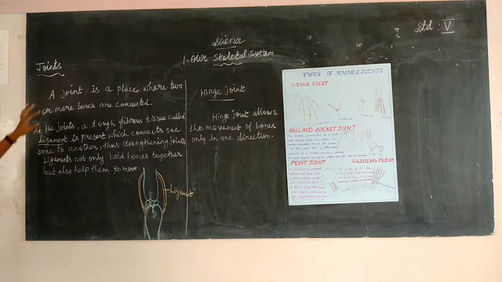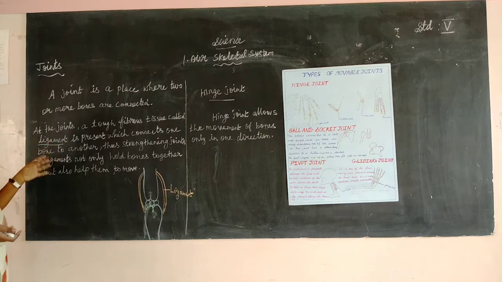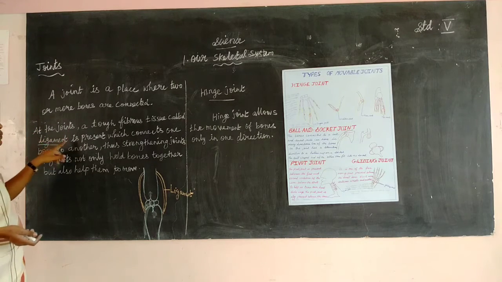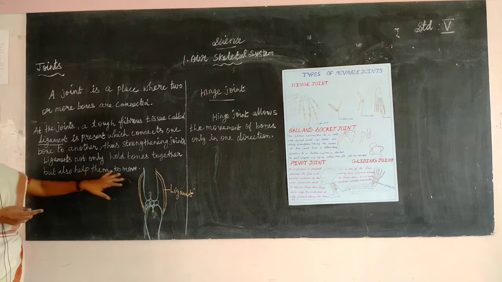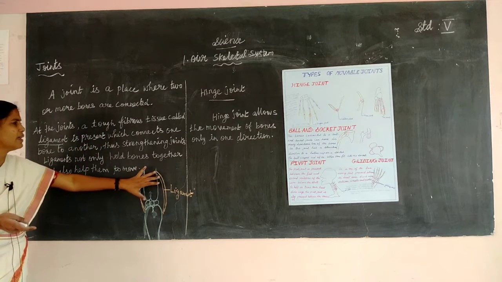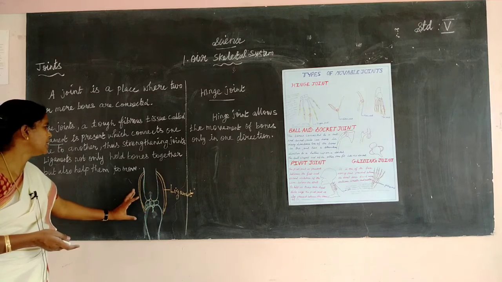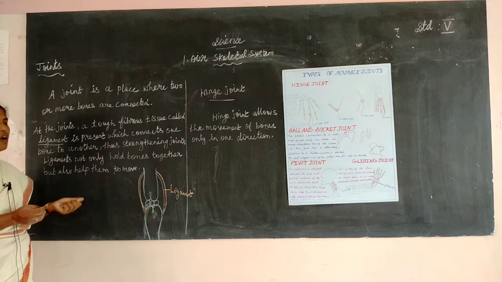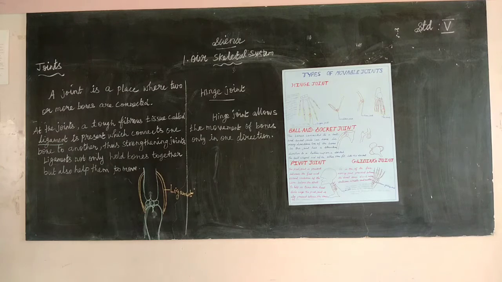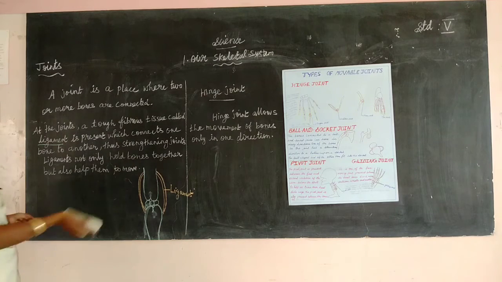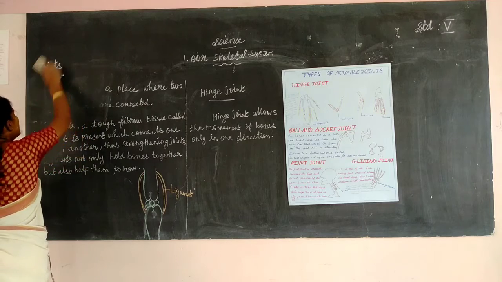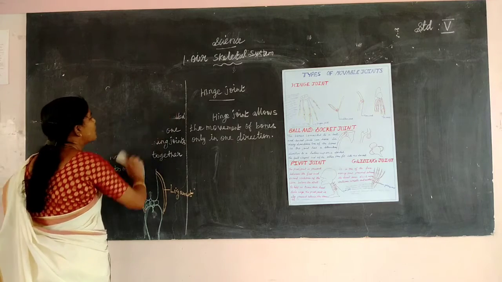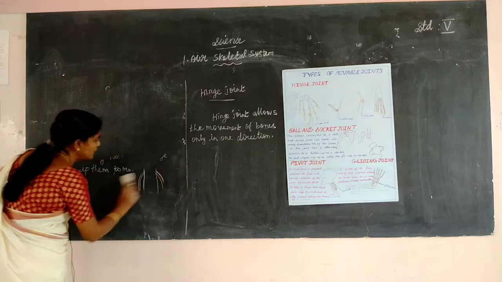Okay, children, a joint is a place where two or more bones are connected. At the joint, a tough fibrous tissue called the ligament is present, which connects one bone to another. And bone connect பண்ண இடத்துல ஒரு strengthening கொடுக்கிறது ligament. It holds the bones together, but also helps them to move. There are two types of joints: movable joints and immovable joints.